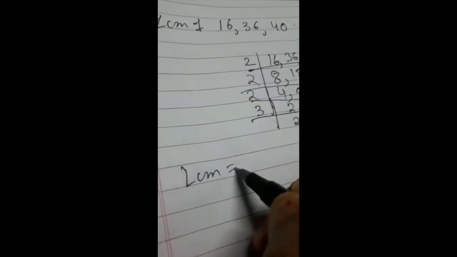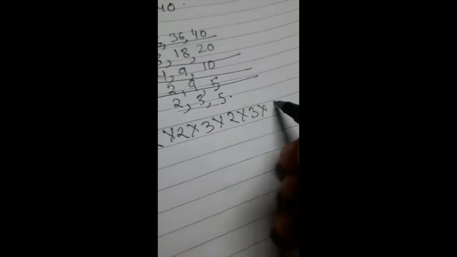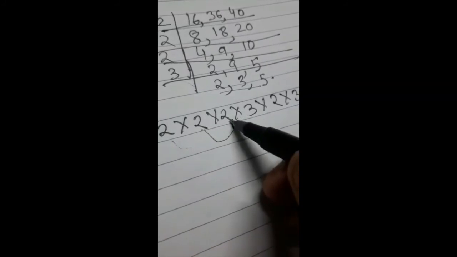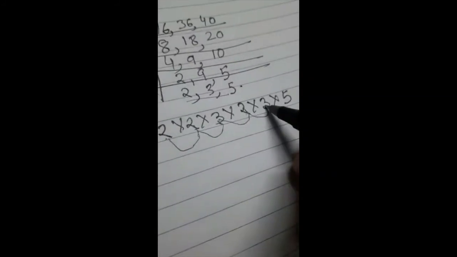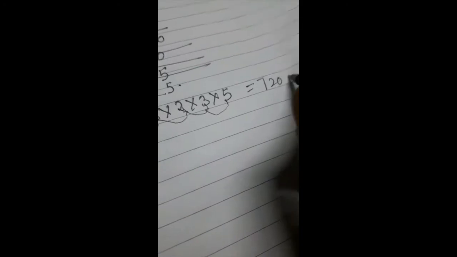So what is the LCM? 2 into 2, 2 into 2, 2 into 3, 2 into 3 into 5. Now multiply that: 2 4s are 8, 24, 48, and 240, and 720 is the answer.